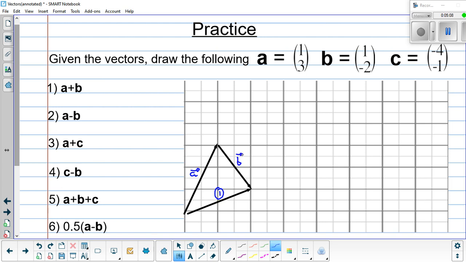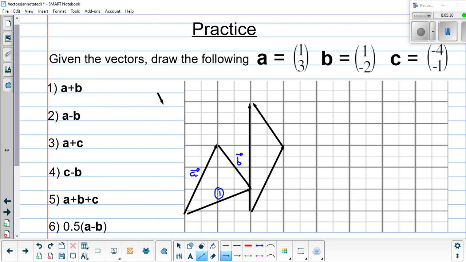Okay. This is A. This is B. So number 2, A minus B. You might get a little confused with all this drawing. So 1 over 3 up minus B, so that's negative 1 and 2 up. All right? So what's our resultant vector? This will be 2. And this is still A. And this is minus B.